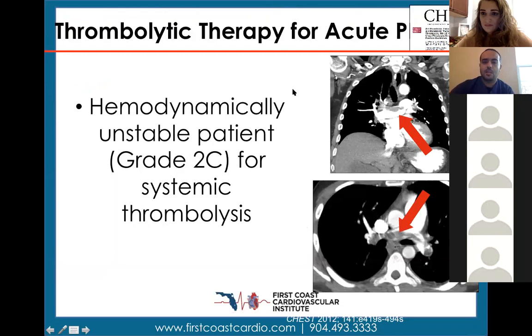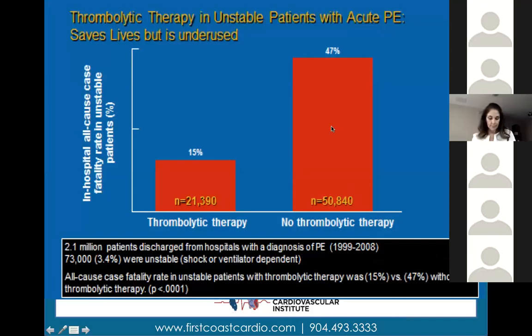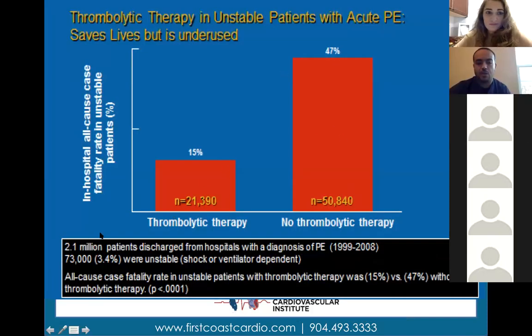So for massive PE, the data is clear still. Lytic therapy is still a 2C indication for an unstable patient with massive PE. And this data comes from the original studies where they compared these patients with massive PE. They gave thrombolytic therapy to 21,000. This is a retrospective analysis. And the mortality is markedly reduced in the thrombolytic therapy group, but it is still at 15%. So it's still high mortality, but markedly reduced compared to conventional therapy, which is anticoagulation alone.